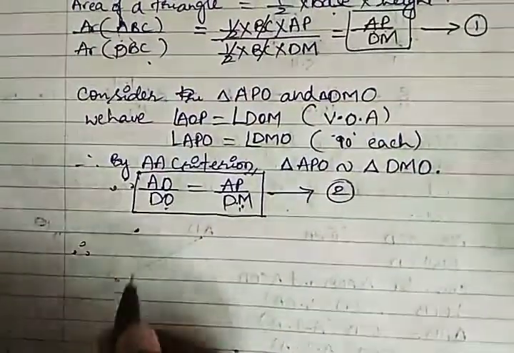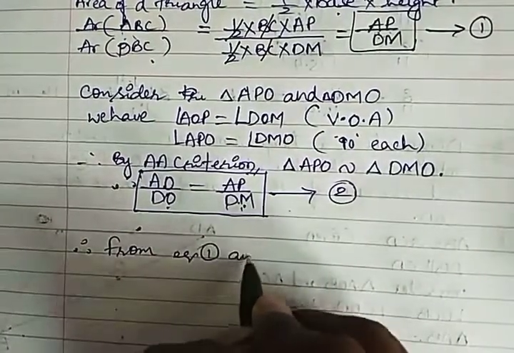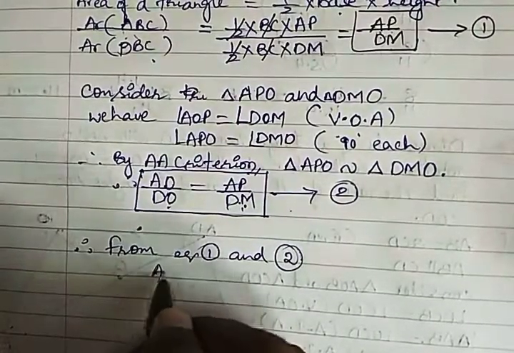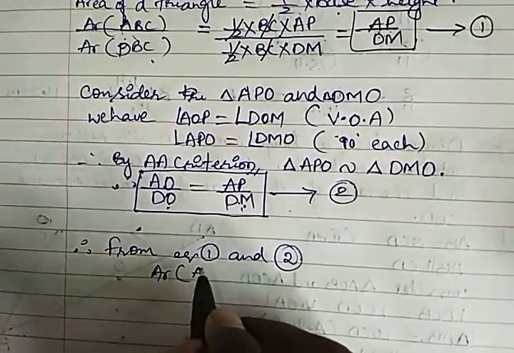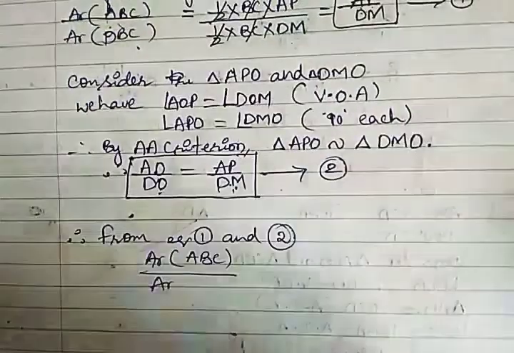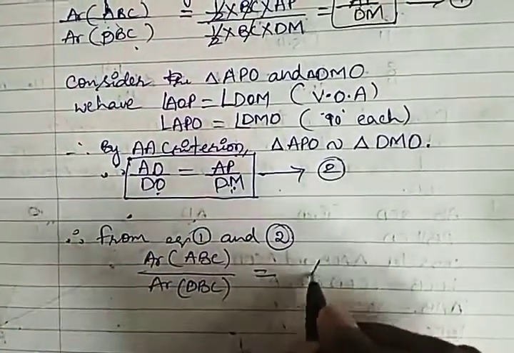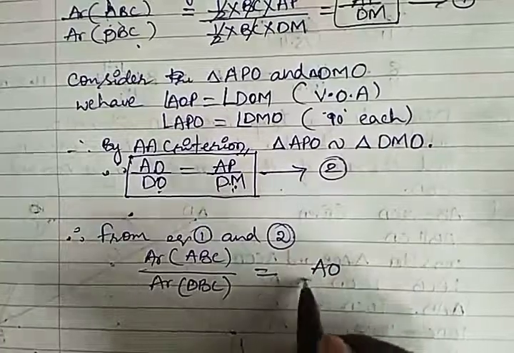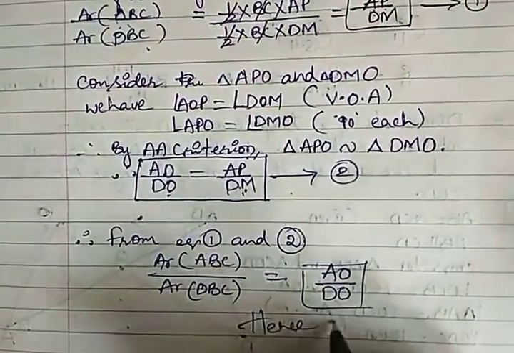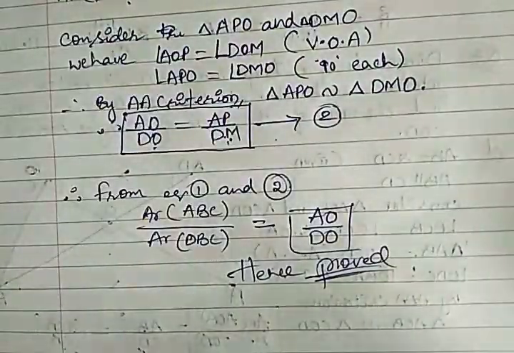Therefore we will write this statement: from equation 1 and 2, area of ABC by area of DBC is equal to AO by DO, hence proved. Hence it is proved. So that's about question number 3.